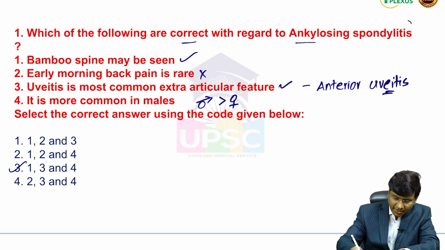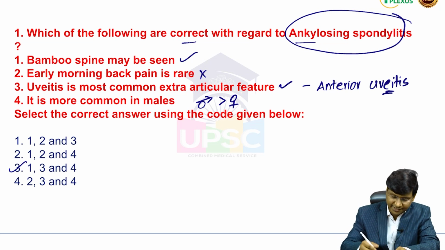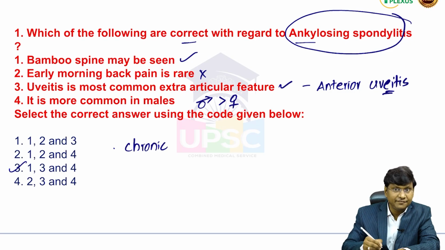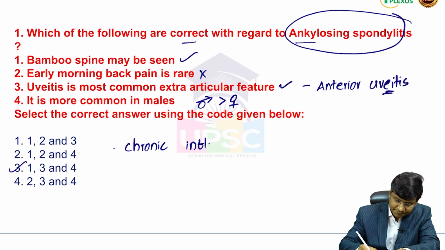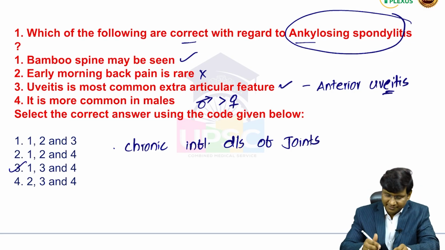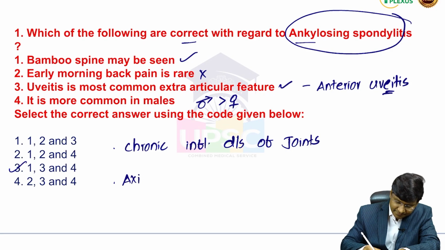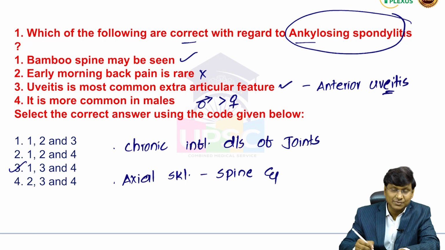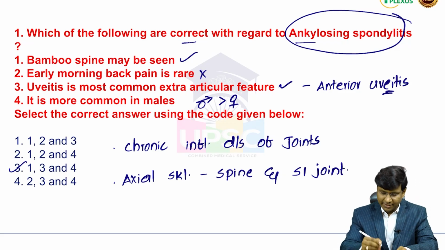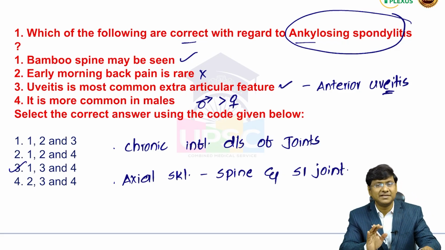Now, if you see the basic definition of ankylosing spondylitis, this is a chronic inflammatory disease of the joints. Now, which particular joints are commonly affected? It is mainly the axial skeleton, right? And what is that axial skeleton? You have the involvement of the spine as well as the involvement of the sacroiliac joint.